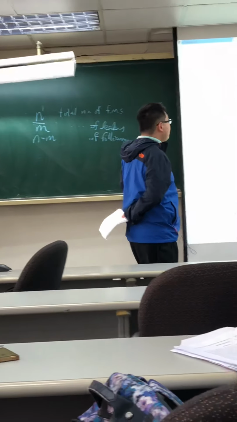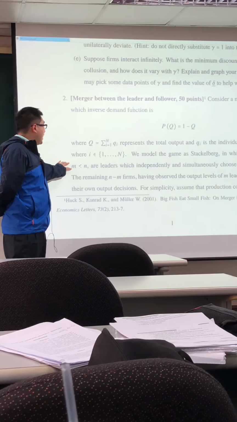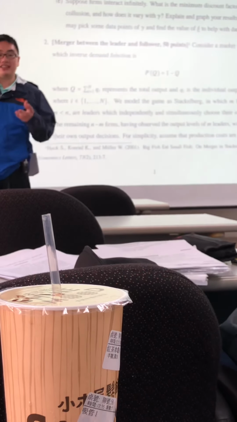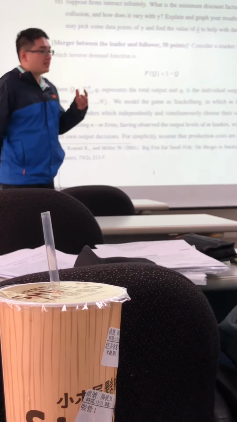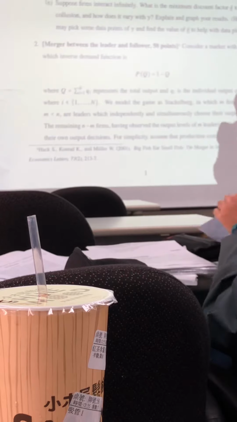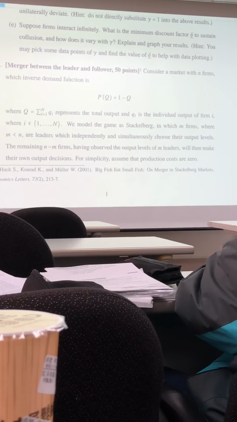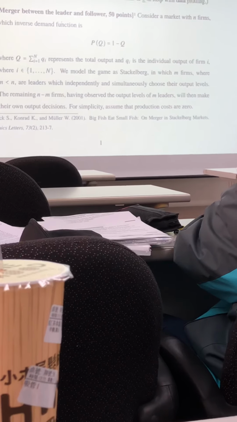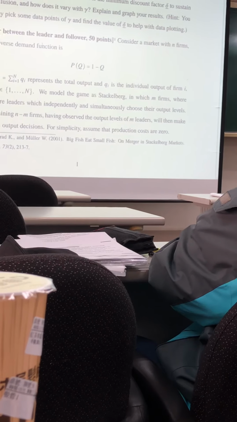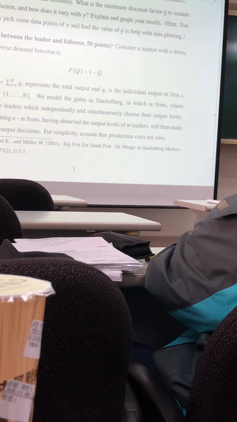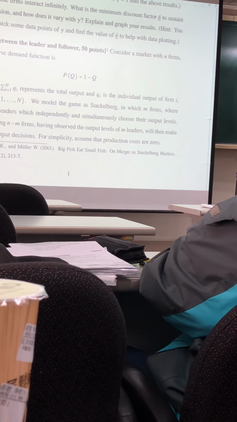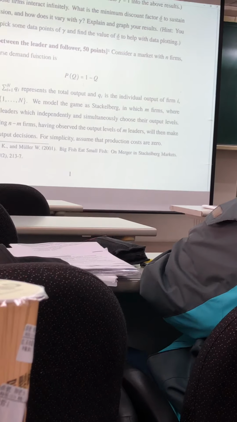In which m leaders will independently and simultaneously choose their output levels, then the n minus m followers, having observed the output decision of the leaders, would also independently and simultaneously choose their output levels. And this question will ask you to study the incentives of a follower merging with a follower, a leader merging with a leader, or a leader merging with a follower, followed by the comparative statistics of their mergers.